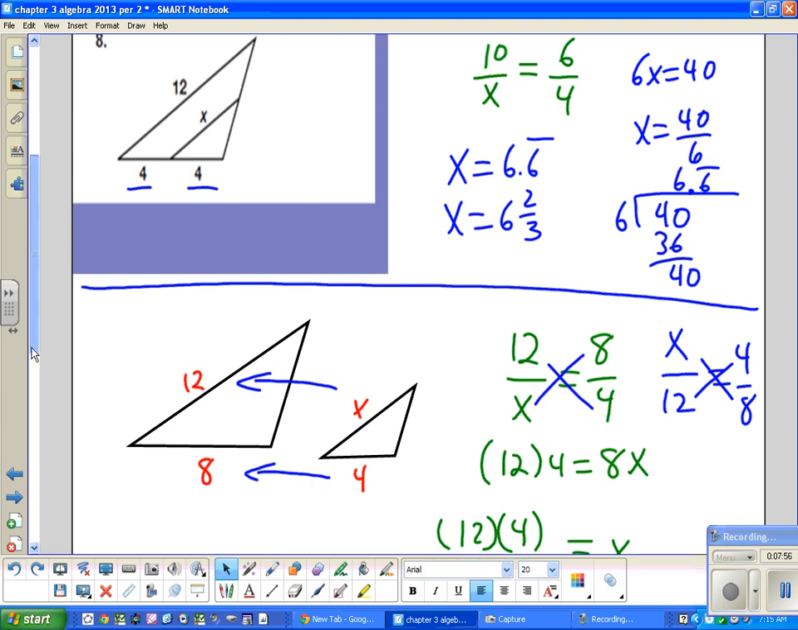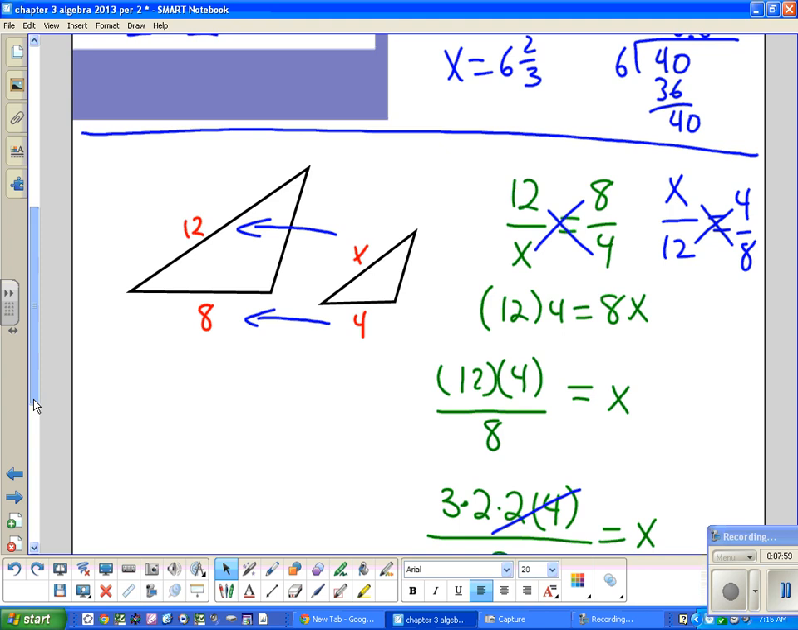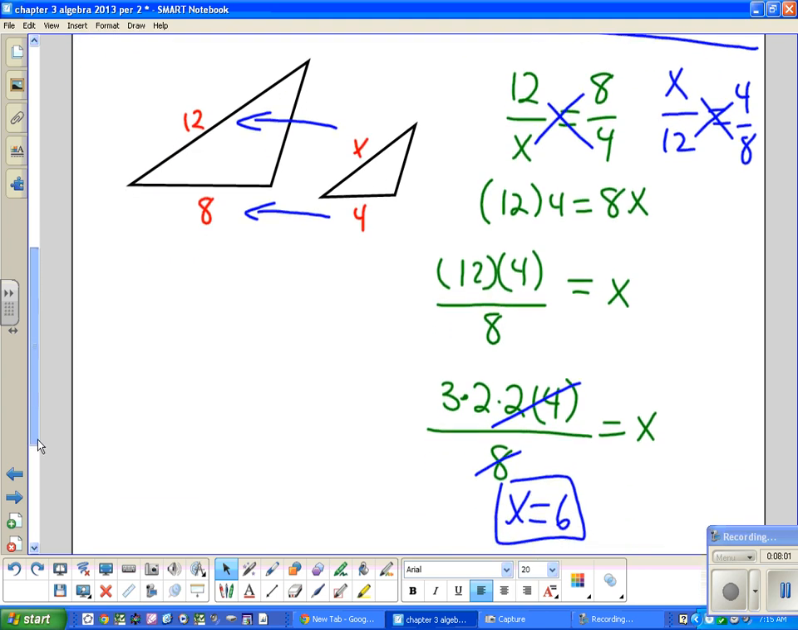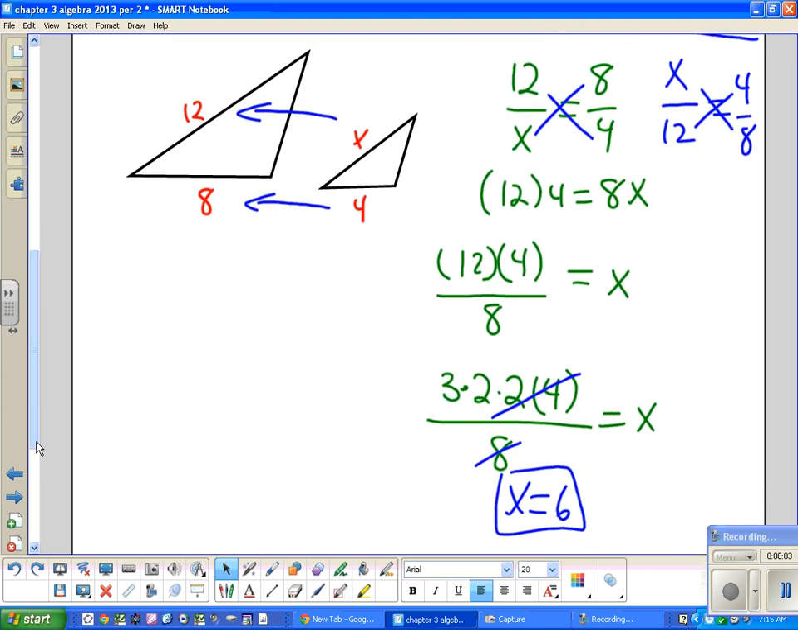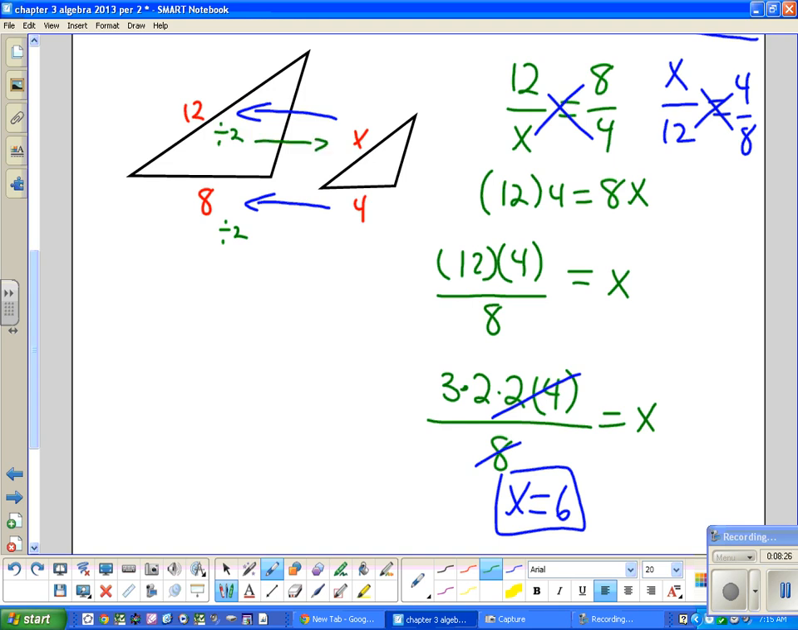So when we crisscross applesauce it or cross multiply and divide, I did a little bit of reducing here, made my life a little easier. Or you could go ahead and do 12 times 4. 12 times 4 is 48. Divided by 8 is 6. Still going to get 6 for an answer. And you could also have done this really quick up here and say, well, 8 is to 4. That's dividing by 2. So I'm going to divide 12 by 2, and this is going to make a 6 here.